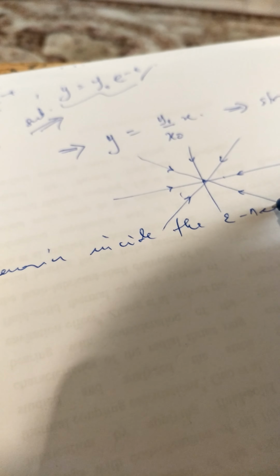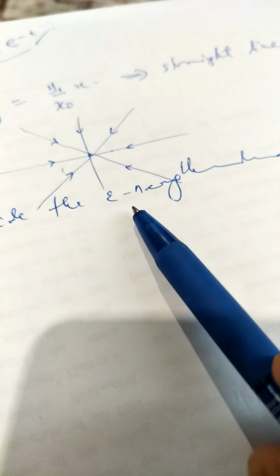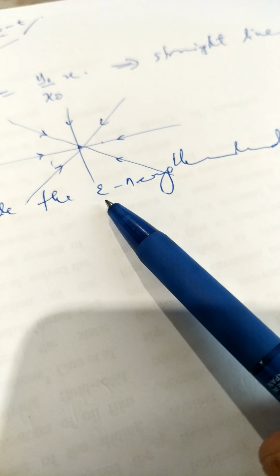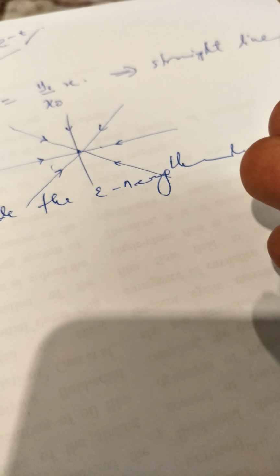Epsilon neighborhood is a long thing to write. You might ask, where is the epsilon neighborhood? You just pick any epsilon, and then you can see those trajectories are still inside the epsilon neighborhood.